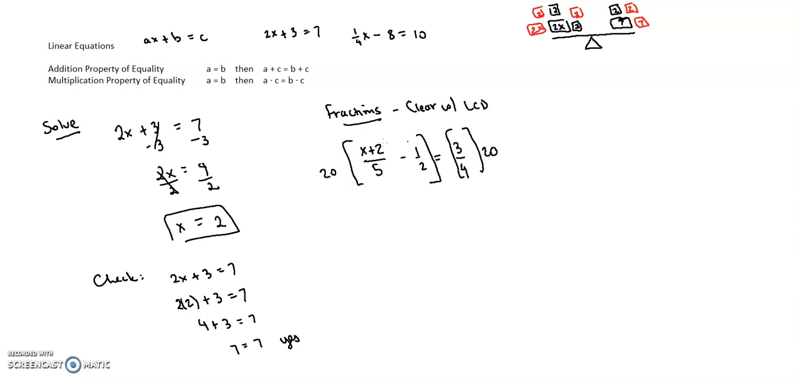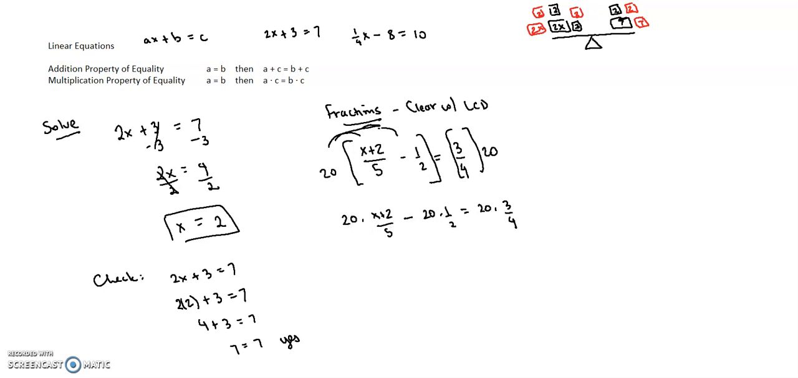Now when we do that, we need to distribute. So we're going to distribute on the left. That should look like distributing. So we're going to have 20 times x plus 2 over 5 minus 20 times 1/2 equals 20 times 3/4. Now this number should cancel with all the denominators because that's why we picked it.